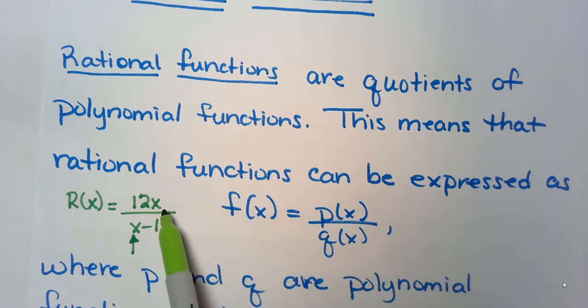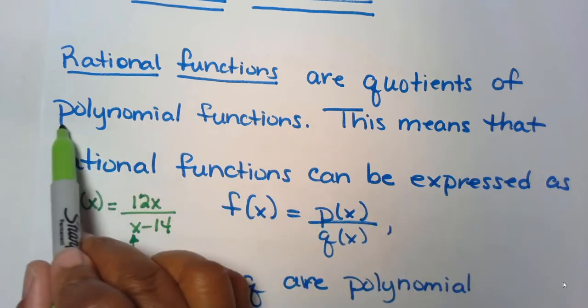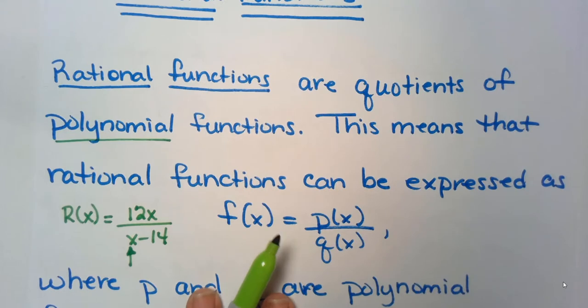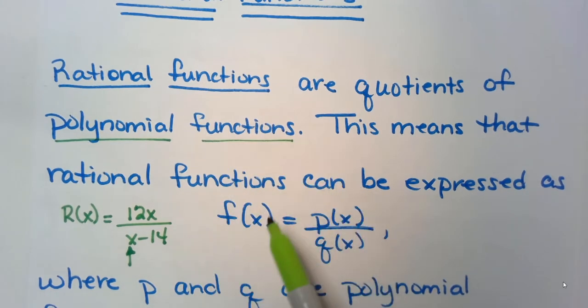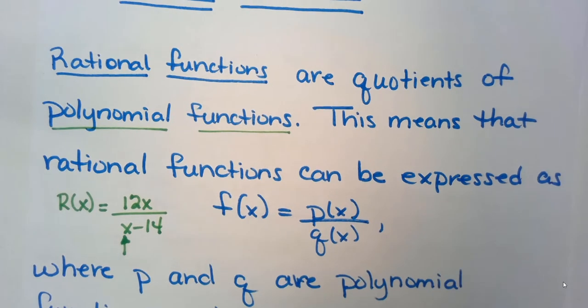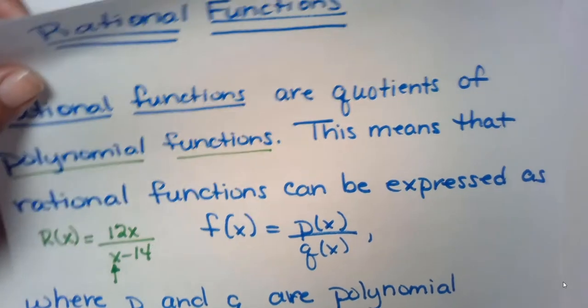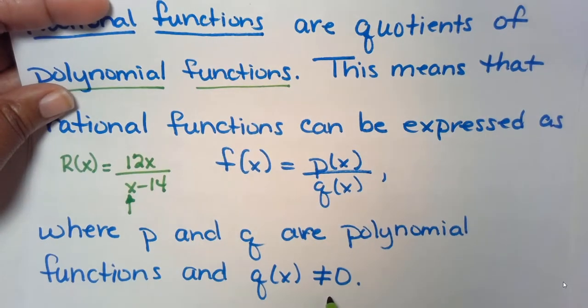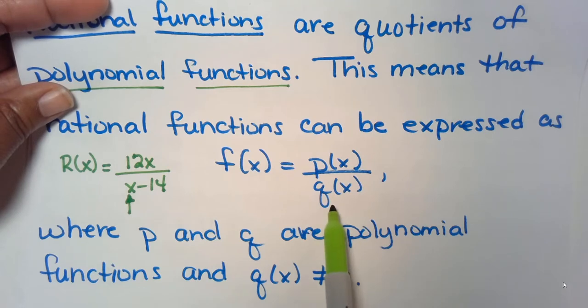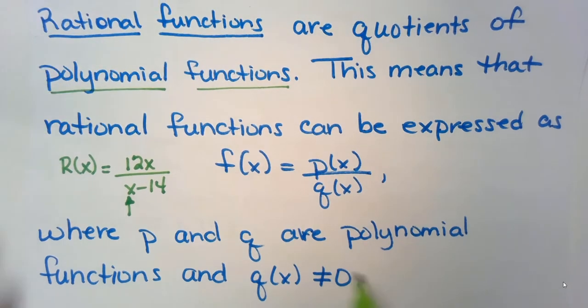Now your numerator and denominator can be expressed as polynomial functions. When we talk about polynomial functions, remember, we talk about polynomials. It can be a monomial, a binomial, or a trinomial. So your numerator and denominator can have those types of polynomial functions in it. And then the stipulation where it says that q of x cannot equal 0. Remember, we cannot have 0 in the denominator or we'll make this expression undefined.